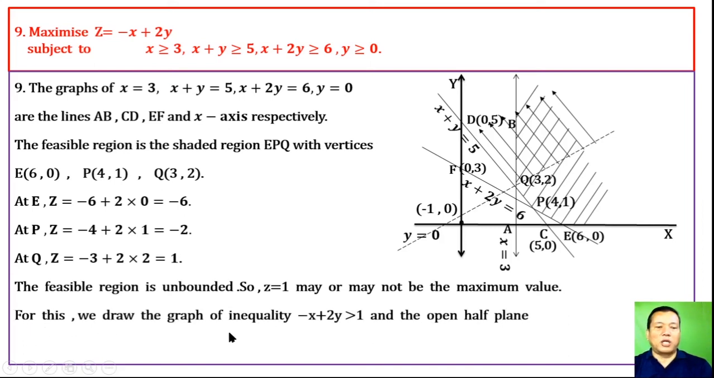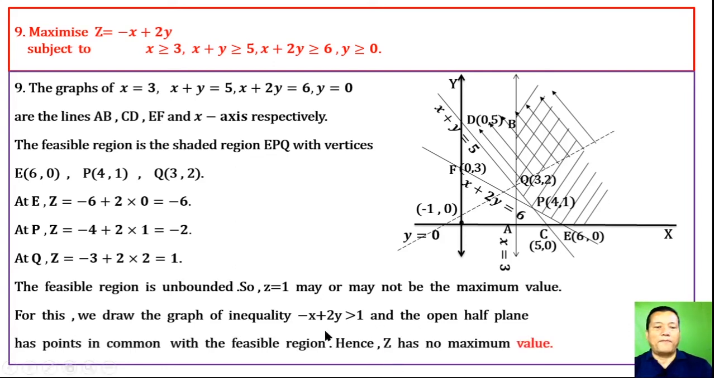For this we draw the graph of the inequality minus x plus twice y greater than 1, and check whether the open half plane has points in common with the feasible region. If there is a common region, hence Z has no maximum value. If there is no common region, then 1 will be the maximum value.